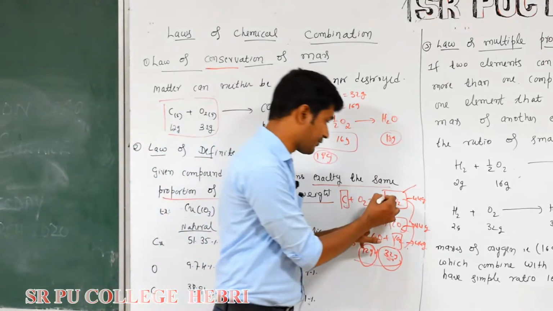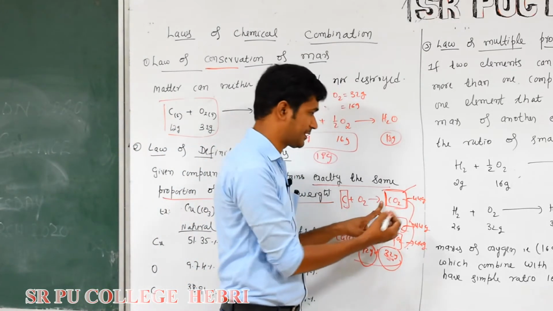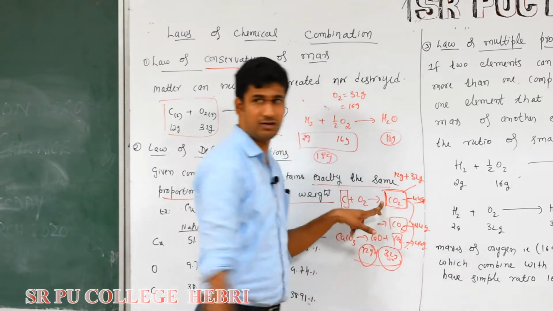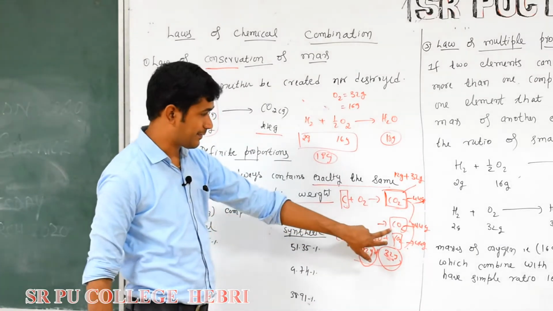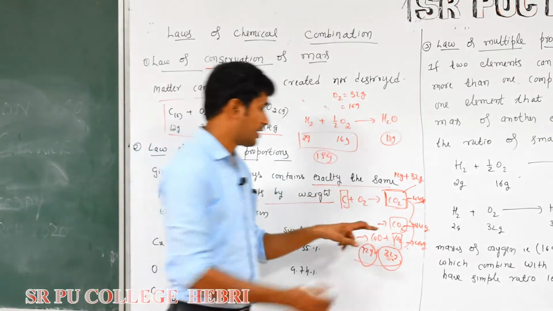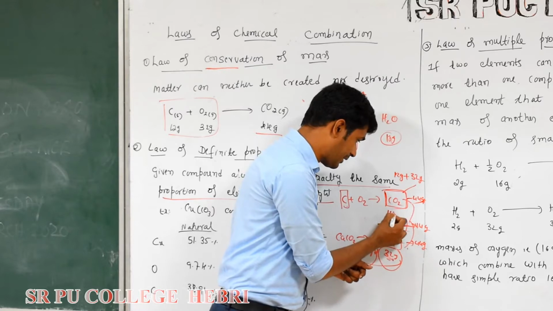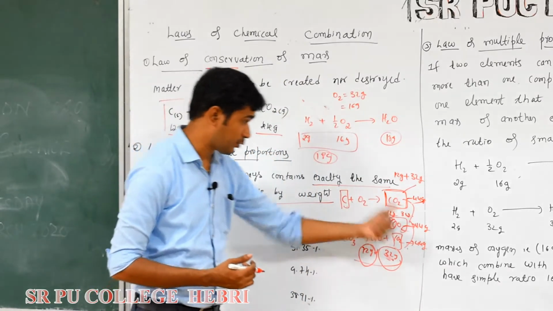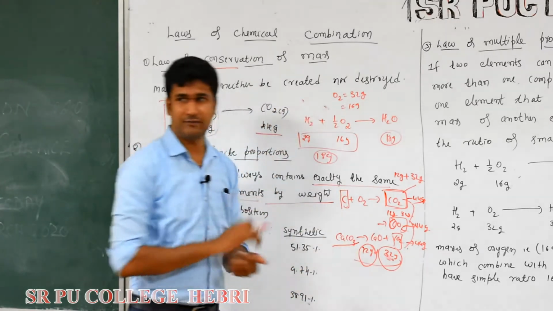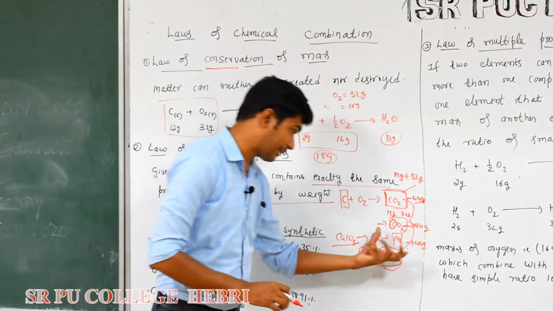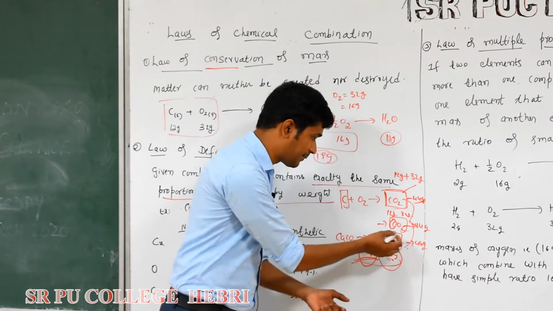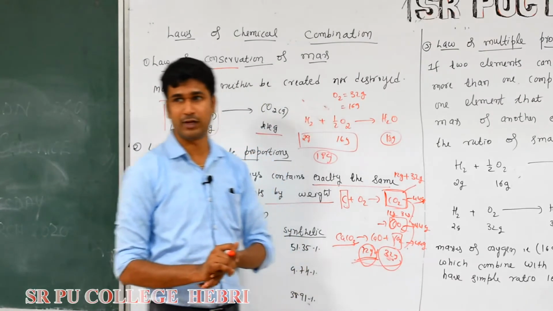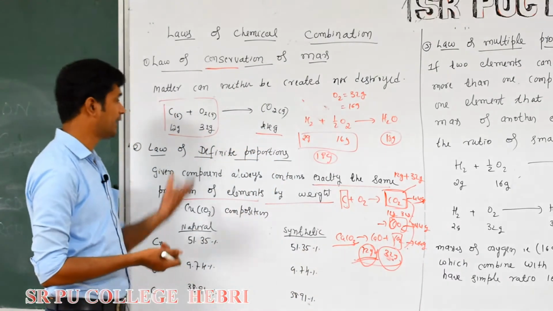In this method also, for example, if you prepare CO2 by this method, here also I have 12 gram of carbon and 32 gram of oxygen. During respiration also you obtain CO2. So here also the amount of carbon is 12 gram, amount of oxygen is 32 gram. By the decomposition of calcium carbonate also I obtained carbon dioxide. If you measure the composition, carbon is equal to 12 gram and oxygen is equal to 32 gram here. So this is what the law says.